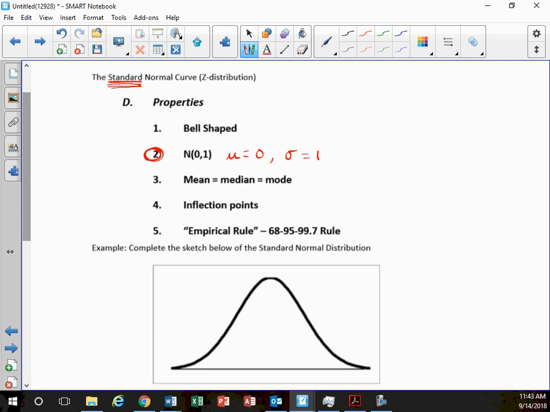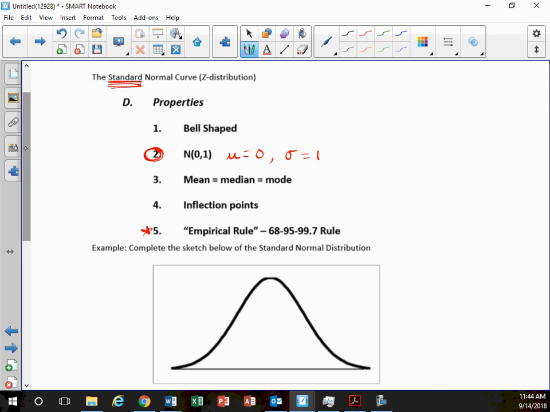It's bell-shaped. The mean, the median, and the mode are always going to be the same if it is a standard normal curve. They're all right at that peak in the middle there. We're not going to worry about the inflection points right now. The empirical rule, you definitely need to know that. Anybody know what the 68, 95, 99.7 means? In a normal shaped curve, within 1 standard deviation, 68% of the data will lie. Within 2, 95% will lie. And within 3, 99.7% will lie. Perfect. Yes, that is exactly what that means.